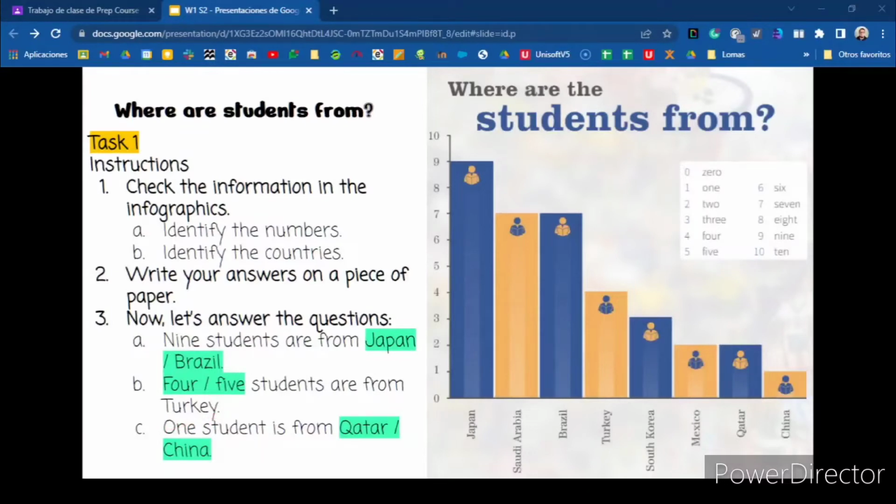At this point, you need to pause the video, pause it during 20 seconds. It can be 30 seconds, there is no problem. But pause it, analyze one more time the infographic, and then write your answers on your notebook.